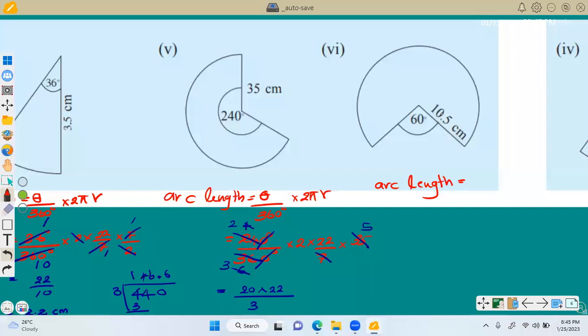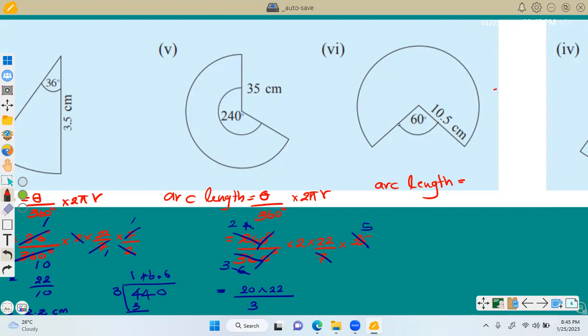Sorry, not the arc length. Have they given the angle at the center or should we find the angle at the center? Please let me know, any of you. Whether they have given it or not. Yes. You have to find the angle at the center. Yes, we have to find the angle at the center, okay?